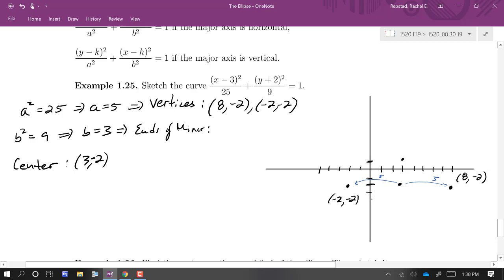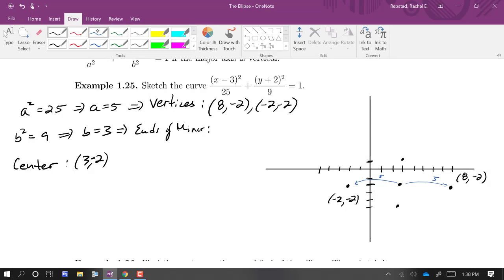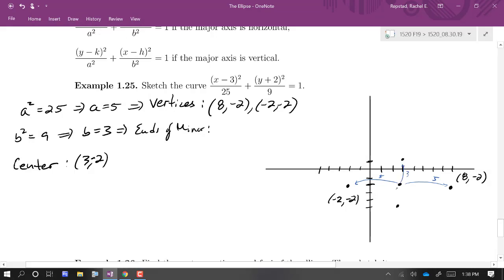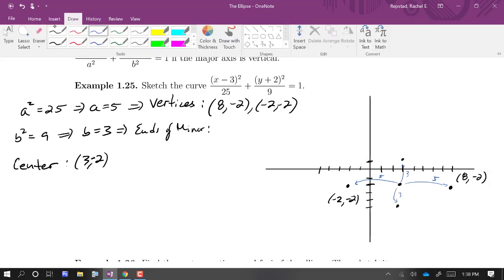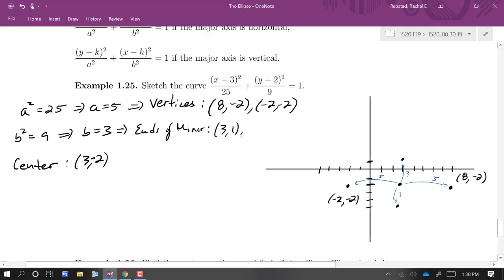And -5, 1. Oh, wait. 3, 1, yep. And then 3, -5. There we go. Much better. And now we have, I think, enough information to get a decent sketch.